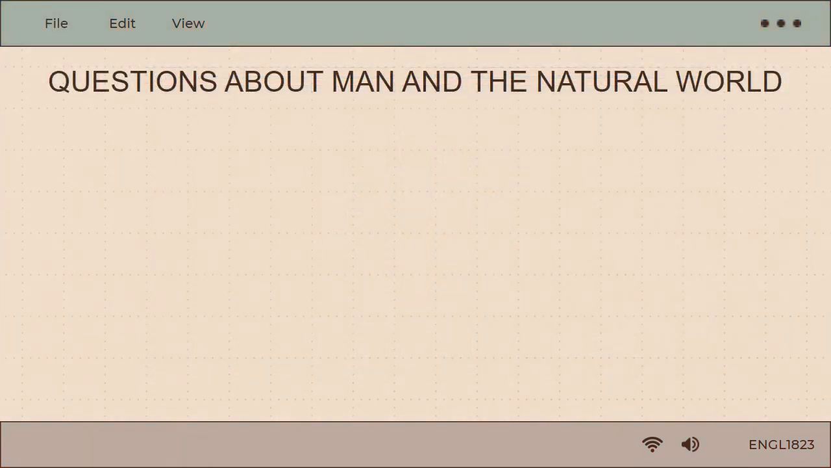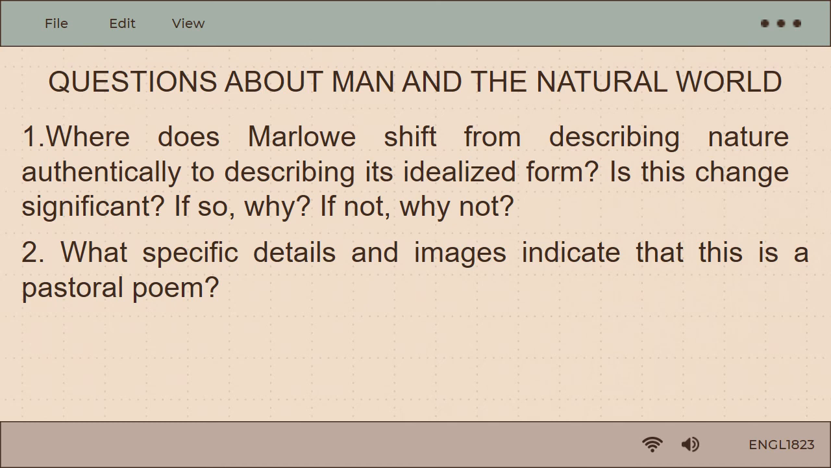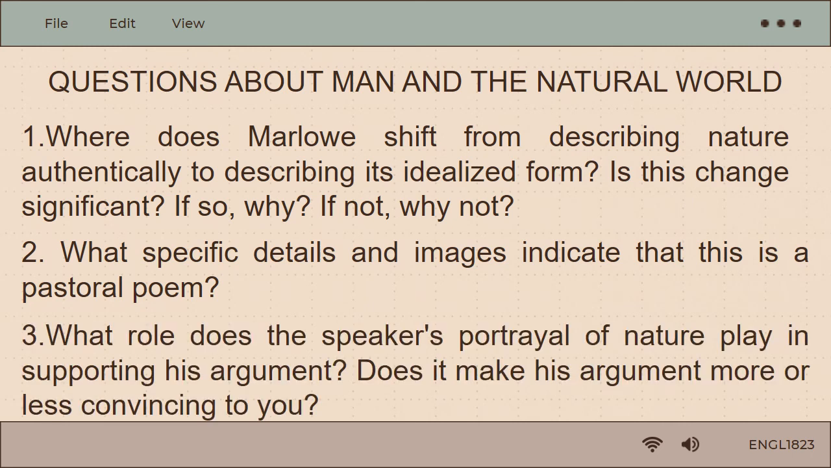Here are the questions about man and the natural world. Number one, where does Marlowe shift from describing nature authentically to describing its idealized form? Is this change significant? If so, why? If not, why not? Number two, what specific details and images indicate that this is a pastoral poem? And number three, what role does the speaker's portrayal of nature play in supporting his argument? Does it make his argument more or less convincing to you?